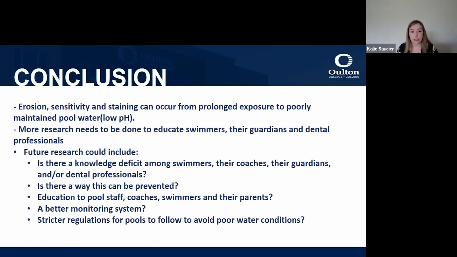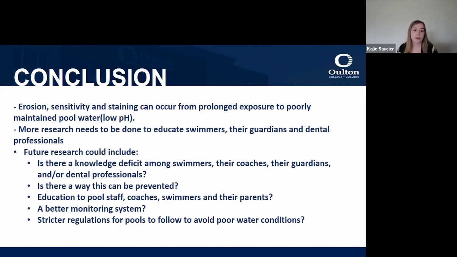So to conclude our findings, erosion, sensitivity, and staining can all occur from prolonged exposure to poorly maintained pool water. We found that with maintained pool water, there wasn't really a huge risk of these side effects, but a pool that isn't maintained properly, and obviously uses chlorine gas, that is the one where we found a lot of side effects. And more research needs to be done to educate the swimmers, their guardians, and dental professionals, because not many people are really aware of this situation.